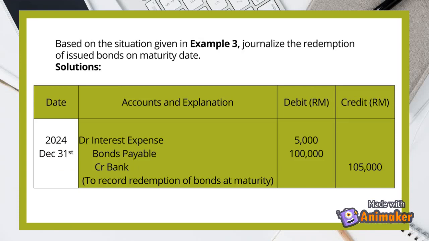Based on the situation given in example 3, journalize the redemption of issued bond on maturity date. The maturity date is due on 31st of December 2024, and the journal entry will be debit interest expense 5,000 ringgit, debit bonds payable 100,000 ringgit, and credit bank with the amount of 105,000 ringgit. The explanation for this journal is to record redemption of bonds at maturity.